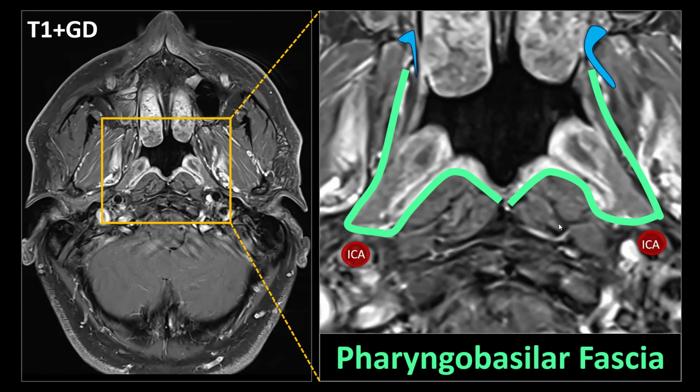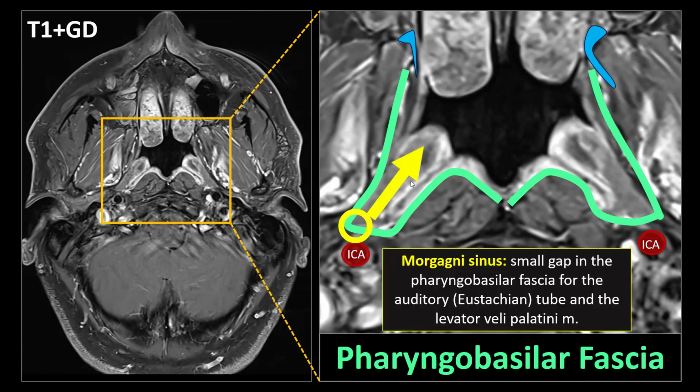Right? So the longus colli muscle is located outside the pharynx, so it's located outside the Pharyngobasilar fascia, but the Torus Tubarius is located inside the nasopharynx, as I already told you. And what is it exactly? Well, the Torus Tubarius is an elevation of the lateral mucosa of the nasopharynx caused by the Eustachian tube and a specific muscle called the Levator veli palatini muscle.